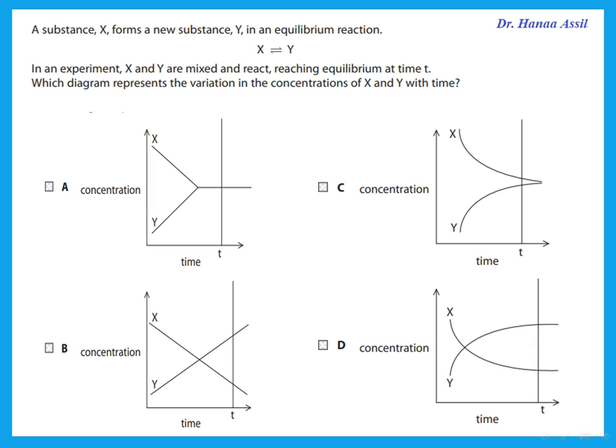Now, we are starting with X, so the value for X should be very high. And then it forms Y. So Y at the beginning is very low, but then it increases. And then he's saying, in an experiment, X and Y are mixed and react, reaching equilibrium at time t, which diagram represents the variation in concentration. So at time t, what is happening to the concentrations of X? X should be high and then decrease. Y should be low and then increase. And that means the graph representing this equilibrium state is graph D.